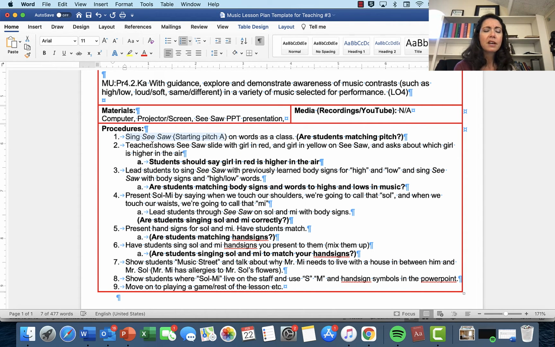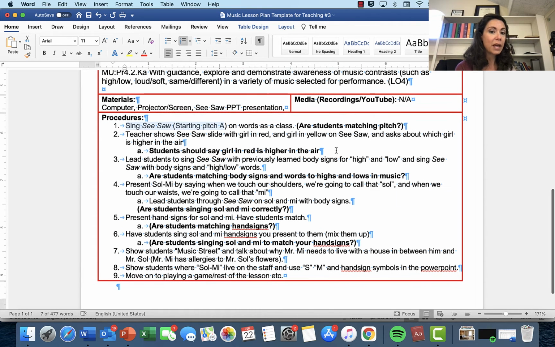Are the kids matching pitch? Let's hope so. I want to show my seesaw slide with the girl in red and the girl in yellow and ask which girl is higher in the air. Y'all should say that it's the girl in red. And then we've done our high and low body signs before, so we're going to sing Seesaw on our high and low body signs. We've already learned this. We're just going to practice it again. Are they matching? Are they doing the right thing?